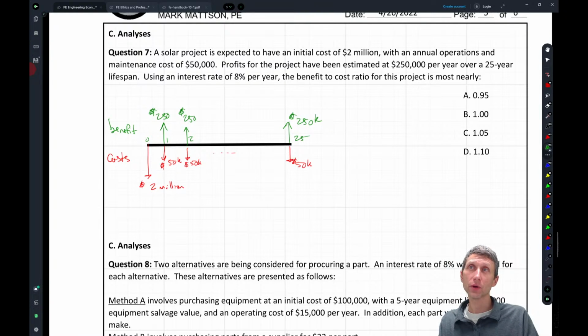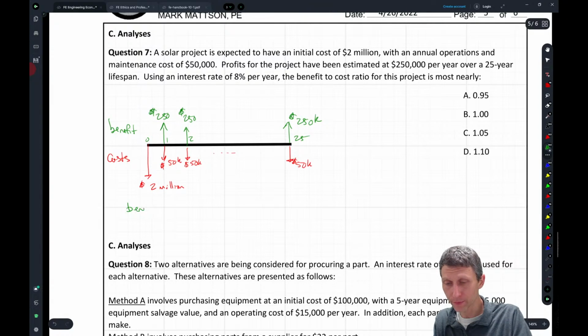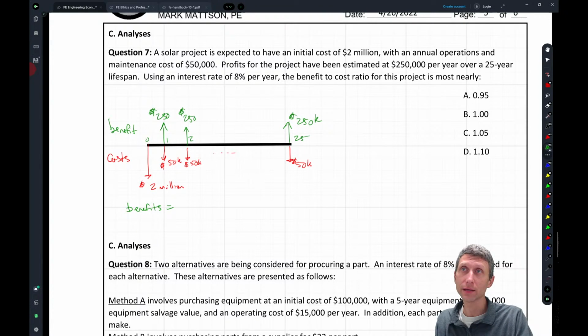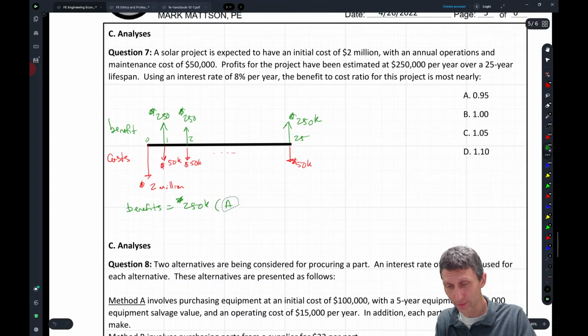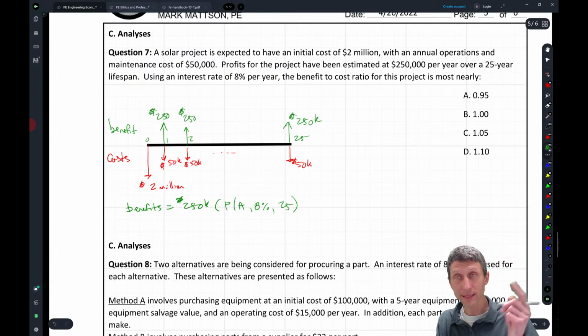Okay. So what we want to do is come up with values for each of these. We want to come up with the benefits, and this is going to equal what? We have an annual amount here, but we can bring this all back to the present. We're going to get in $250,000 every year, so we have an annual, but what we want is our present worth. So our present worth given an annual, at what interest rate are we using? We're going to use 8% over 25 years. So those are the benefits.